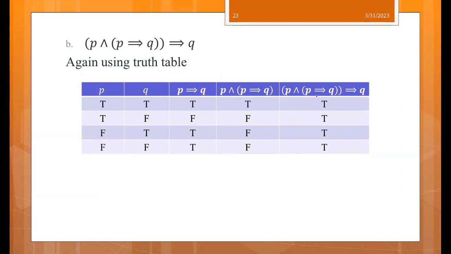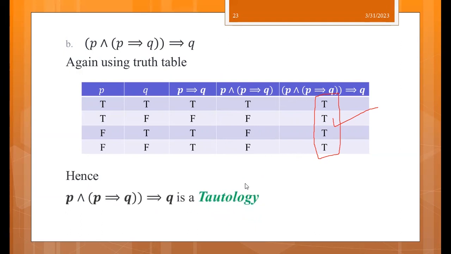As we clearly observe here, the truth value of this compound statement is always true, whatever the truth values of the component statements are in this table. So this compound statement is a tautology, just like the first one. Therefore, (P and P implies Q) implies Q is a tautology.